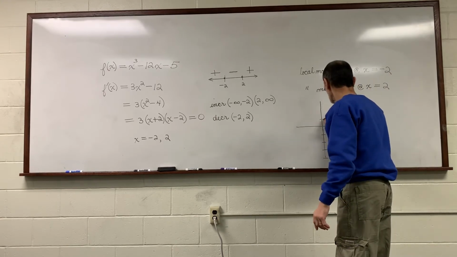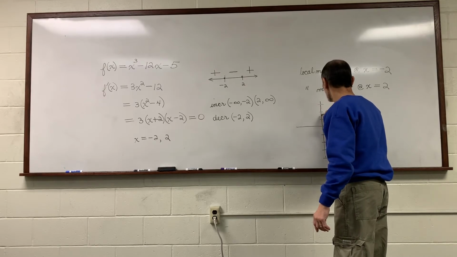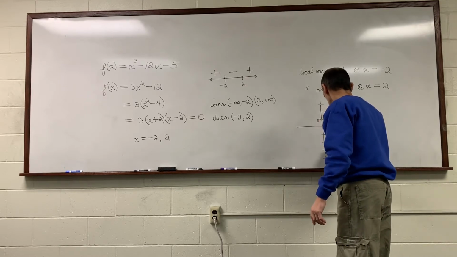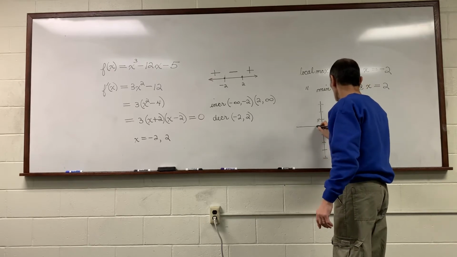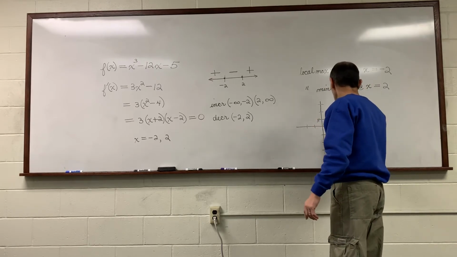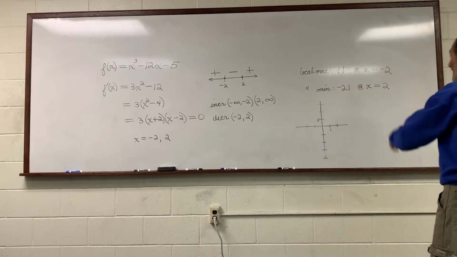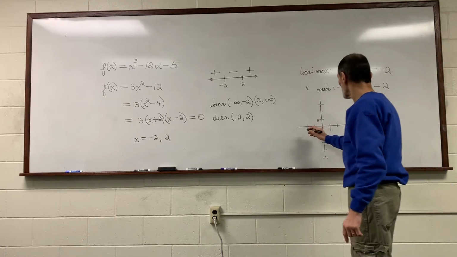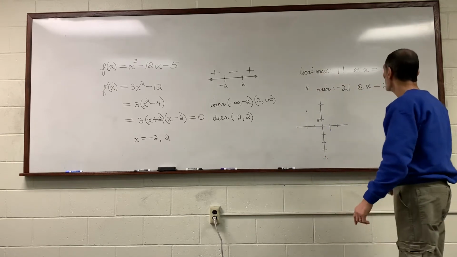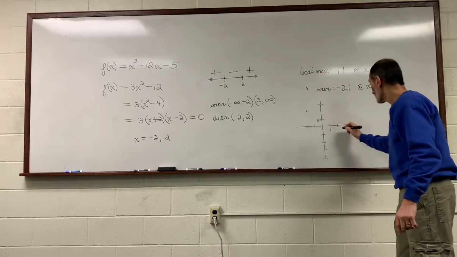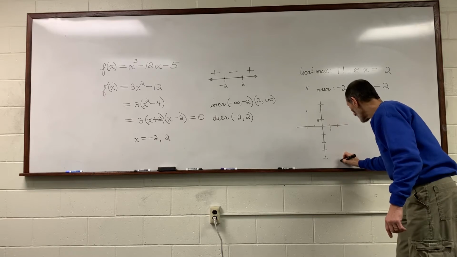If we make each of these worth 5, and here we'll simply have 1 and each of these worth 1. Our local maximum is 11 at x equals negative 2, which would be right about there. Our local minimum, negative 21 at x equals positive 2, right about there.